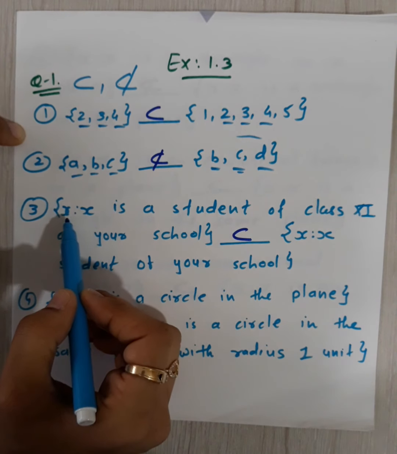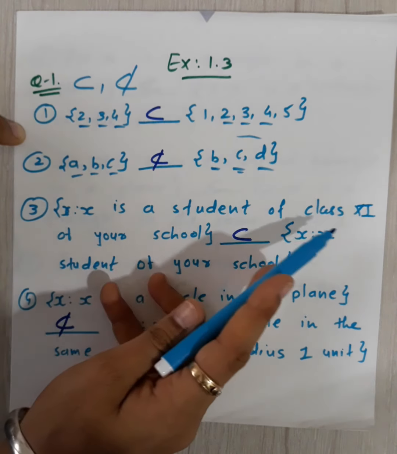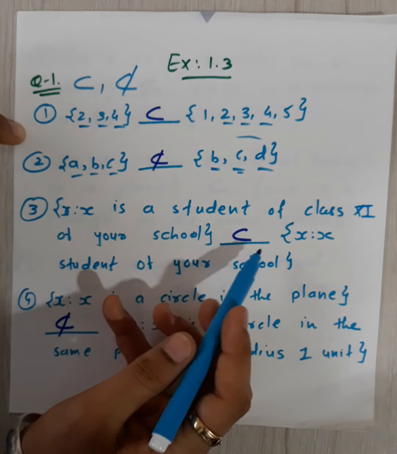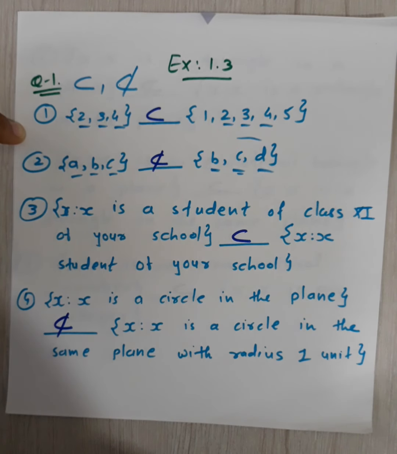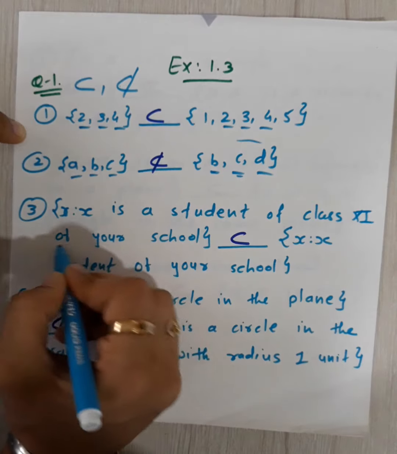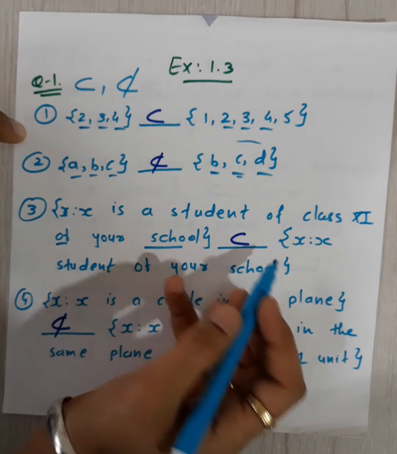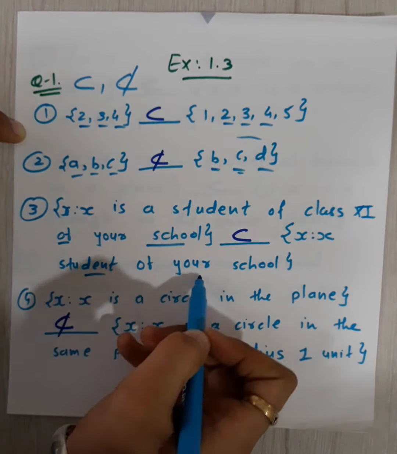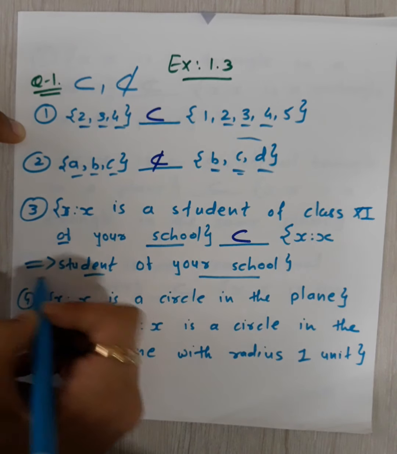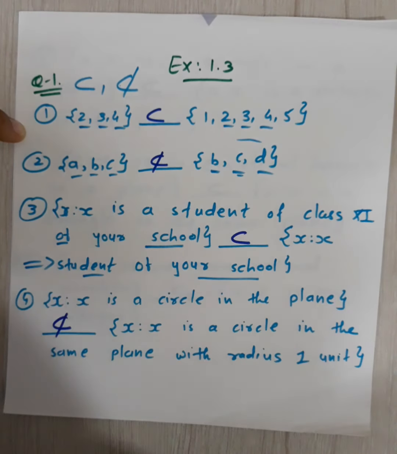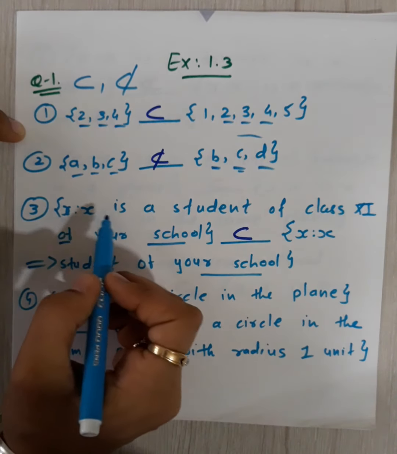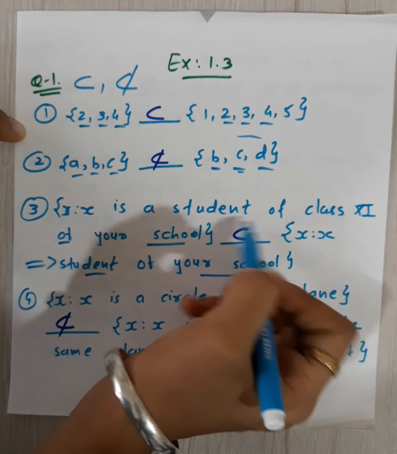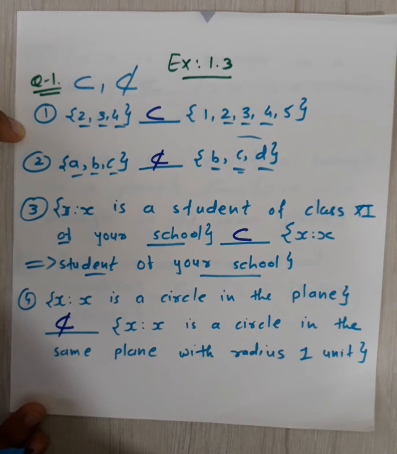Okay, now X is a student of class 11 of your school, and the second set is the students of your school. So class 11 students of your school are a subset of the students of your school. In this set, all the students from class 1 to class 12 are there, right? So class 11 is also in it. So we can say that class 11 students are a subset of the students of your school.